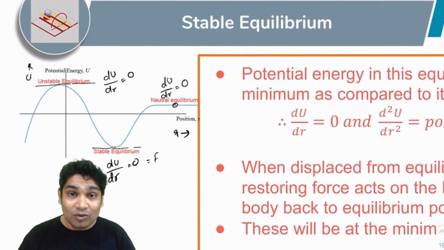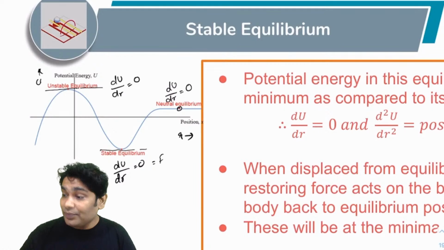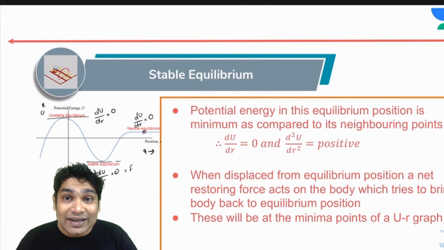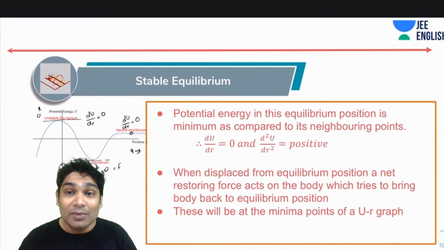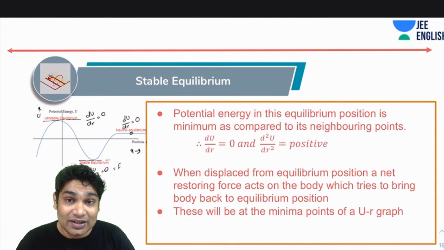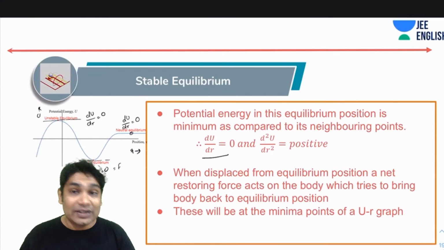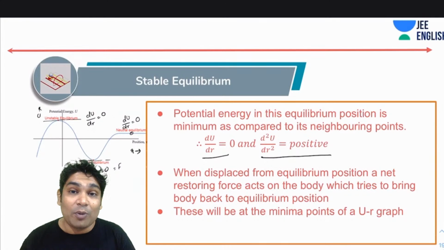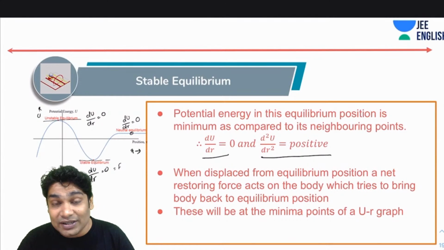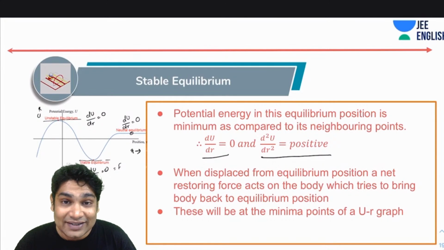Now, let's see what I'm saying when I'm calling these stable, unstable and neutral. I'll say about stable equilibrium that the potential energy at this equilibrium is minimum as compared to its neighboring points. Therefore, mathematically I can say du over dr obviously is 0 for such an equilibrium point, and d2u over dr2 has to be positive. Why? Because it represents the minima point of a u-r curve. Let's see why we say that.